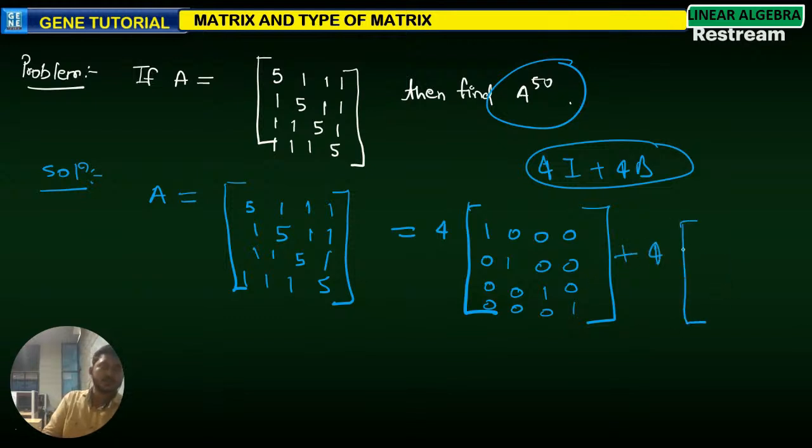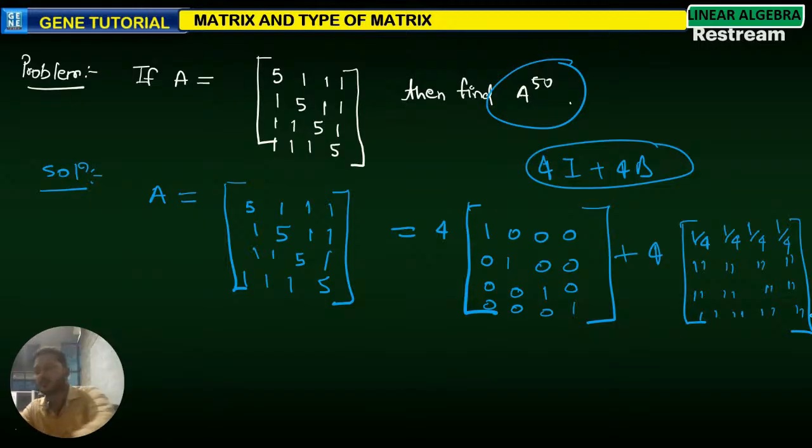Take another matrix which has all entries 1 by 4, like this. Wait a minute. Why am I taking some points like this? Let me check this. Okay, student, any problem?